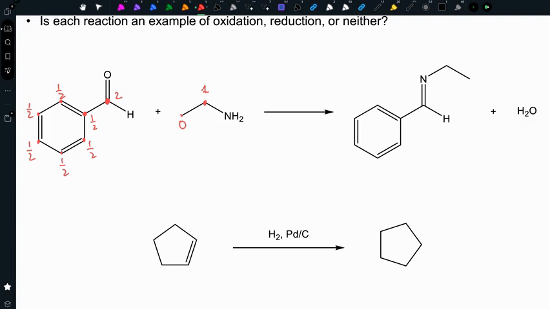Now I look at the product, and all of these in the ring have stayed at 1/2. So nothing's changed there. I look at this carbon here, still got 2 bonds to a more electronegative atom. In this case, it's nitrogen instead of oxygen, but that's still an oxidation level of 2. This carbon over here still has an oxidation level of 1, and this one has an oxidation level of 0. Nothing has changed. So this is neither.